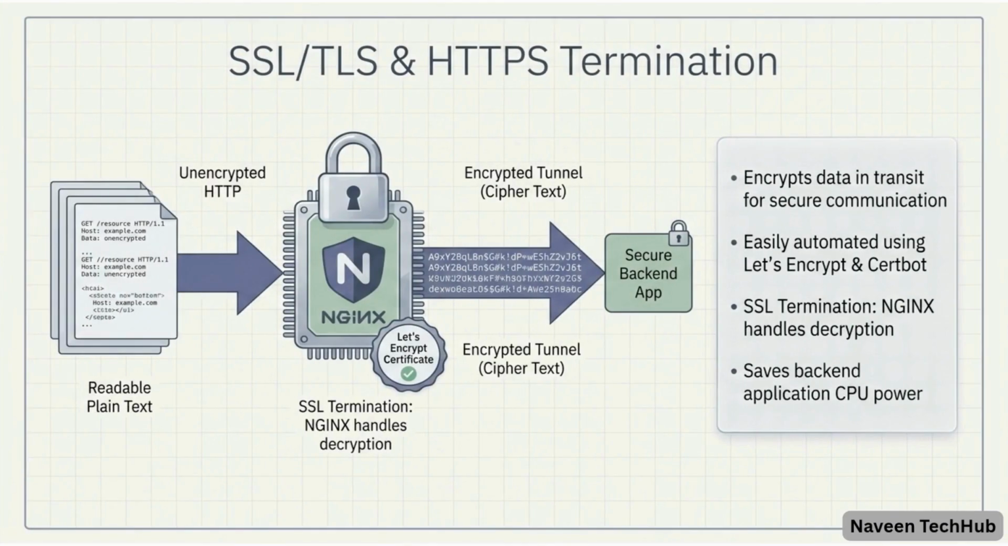Another common production pattern is SSL or TLS termination. Instead of every backend application handling certificates independently, NGINX can handle HTTPS at the edge. The client communicates securely with NGINX. NGINX decrypts the request and then forwards traffic according to our internal architecture. Certificates can also be automated using tools such as Let's Encrypt and Certbot. This centralizes certificate management and reduces complexity for backend applications.